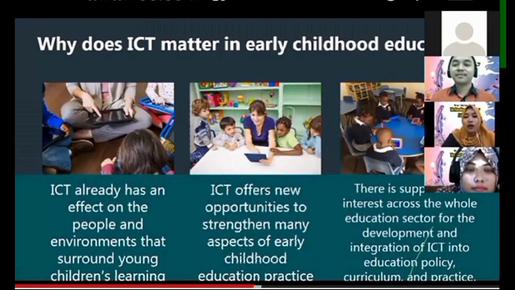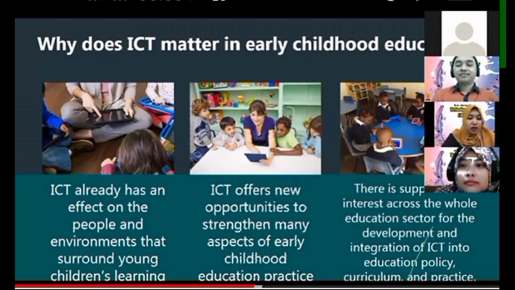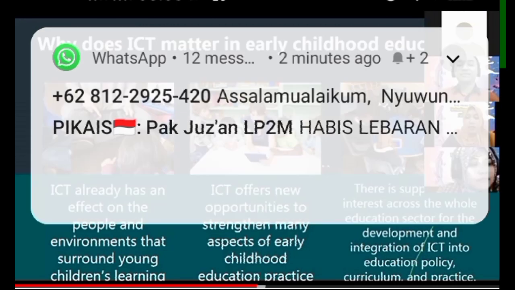Well, now I would like to tell about why ICT matters in early childhood education. Actually, ICT already has an impact on the people and environment that surround young children's learning. ICT is an important component for children because it is an important part of the lives of most people. Most people in this world are really familiar with ICT, including those who support the learning and development of children, for example parents, families, or even teachers in early childhood education.